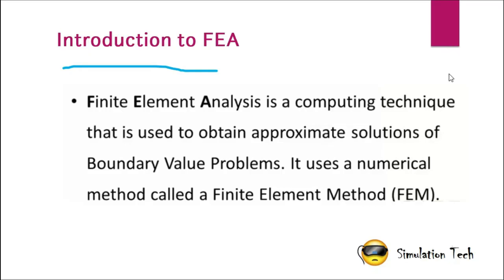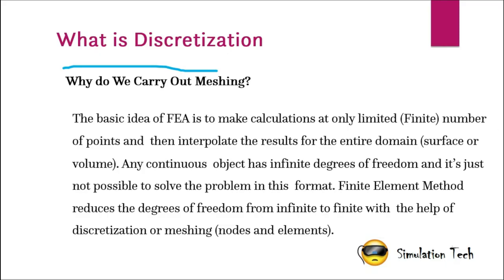Okay, so what is the discretization process? In FEA, what is the discretization process? Why do we carry out meshing? So I have two questions. First question is what is discretization and why do we carry out meshing? Before that, what is meshing? During the discretization process you will get a mesh, so this process is called meshing. Both terms are very closely correlated with each other. So discretization is nothing but meshing. So why do we need to discretize a model, or why do we need to carry out a mesh?